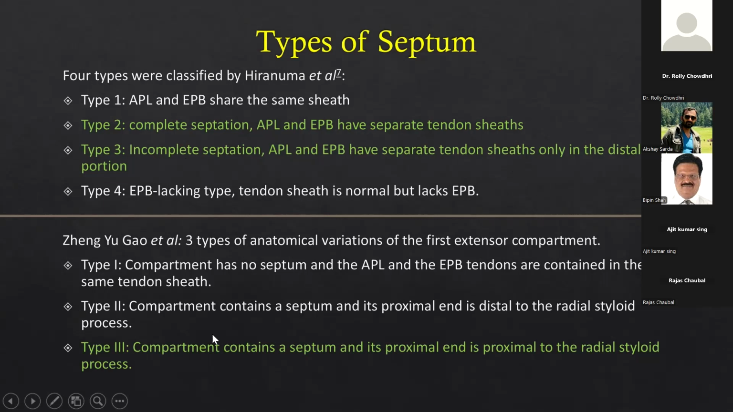Another classification is more simple. It is no septum, the septum present only distally, and septum present only proximally. So the point is we have to look for the septum if it is present between the two tendons. It's going to matter also to change the treatment type.